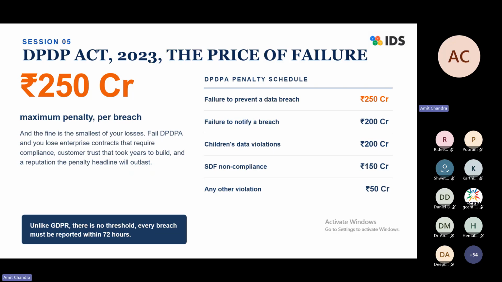If there is SDF non-compliance, it means the data fiduciary. Data fiduciary means the organization which is keeping the data. So if they are non-compliant, and the Data Protection Board comes and checks that you are not compliant with the DPDP law, then it will be 150 crore, with a justification. And any other violation is going to be 50 crore.